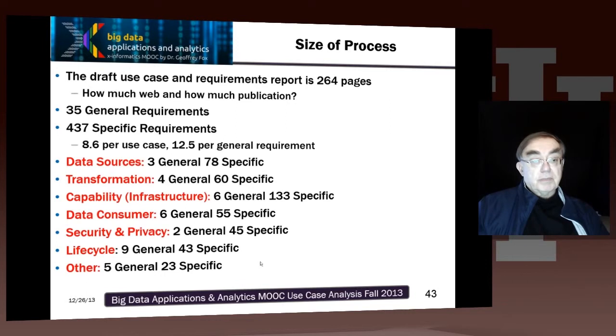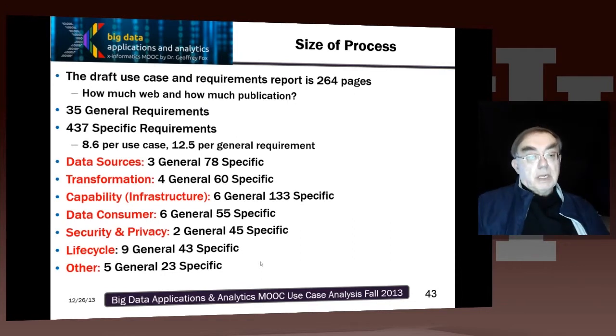Data sources, we have 3 general data sources requirements and 78 specific. Transformation, we have 4 general and 60 specific. Capability or infrastructure, we have 6 general, 133 specific. Data consumer, 6 general, 55 specific. Security and privacy, 2 general, 45 specific. Life cycle, 9 general, 43 specific. And other, which is a sort of bucket for things we didn't know what to do with, 5 general, 23 specific.